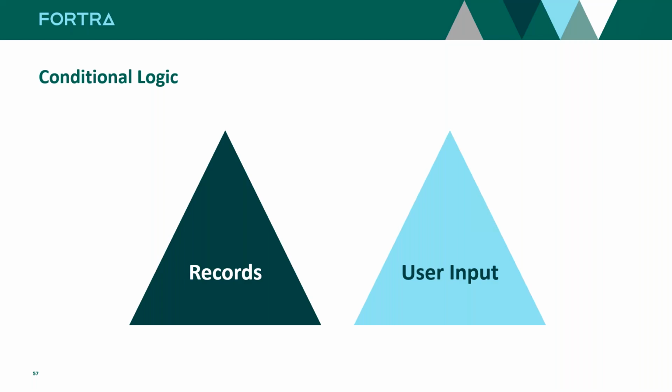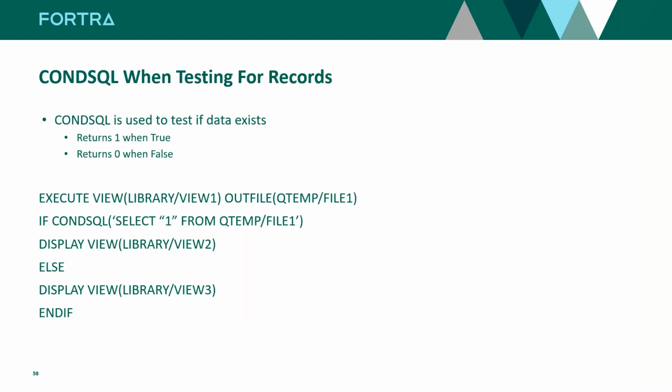When you're testing for records, whether records exist or not, you often might want to do one thing if the records exist, but then do something else if those records don't exist. We can accomplish that by using a condition SQL function, which is specific to the SQL script. What that does is, if there are records, it will return a one for a true statement. It will return a zero or false when there are no records. So we do base our condition on that.